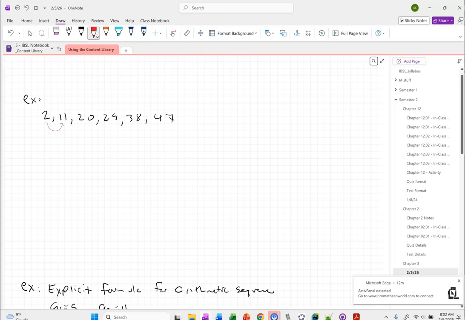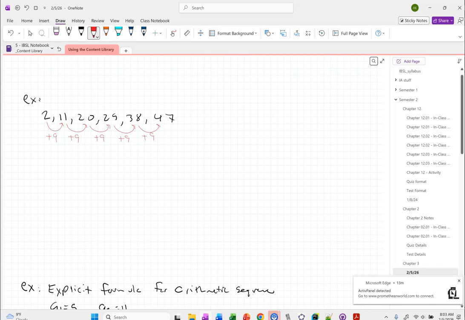So going from 2 to 11, what did we do? Add 9. And from 11 to 20, and from 20 to 29, 29 to 38, and 38 to 47. Same common difference between them, right? Is everybody okay with that?